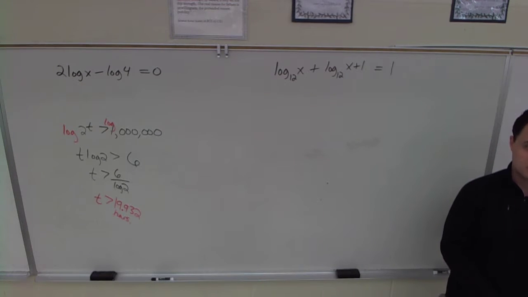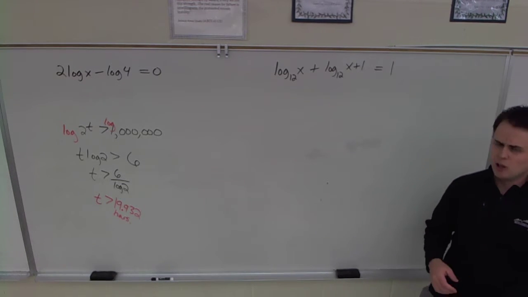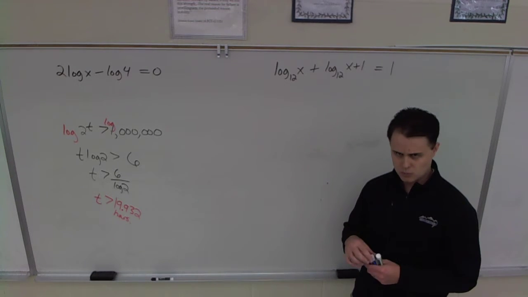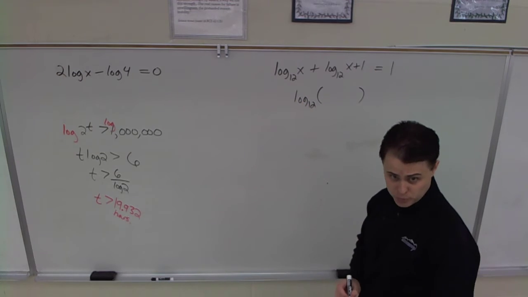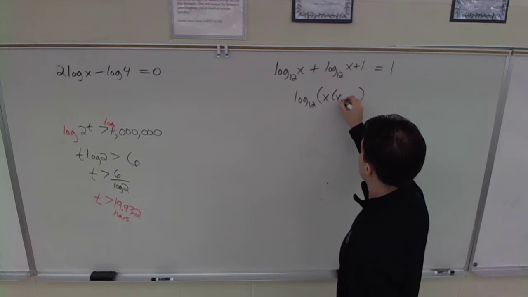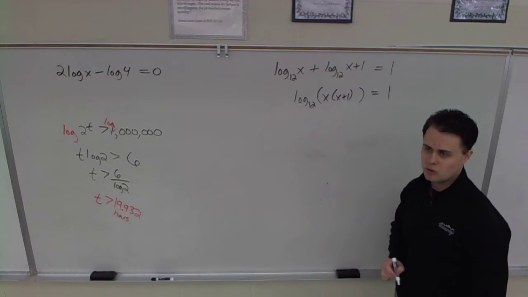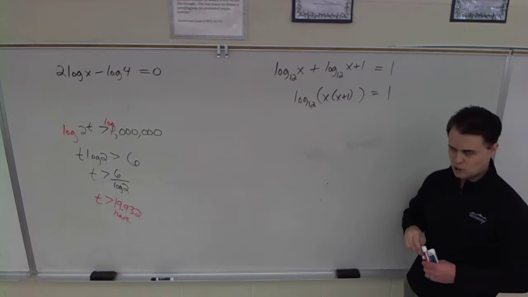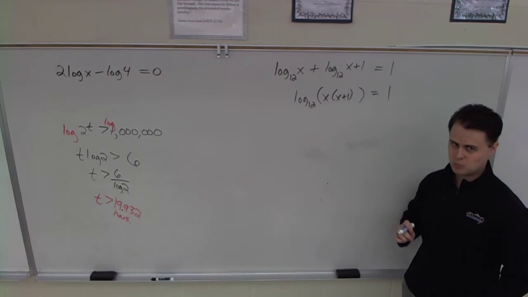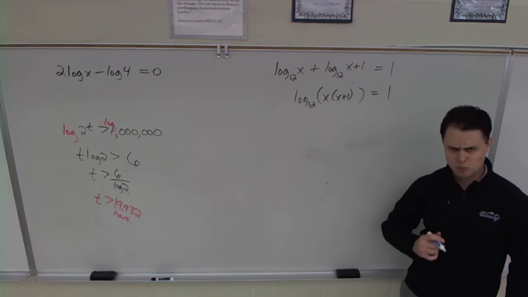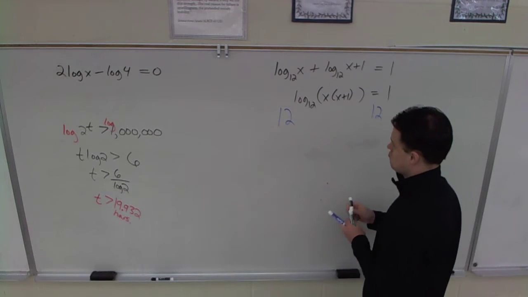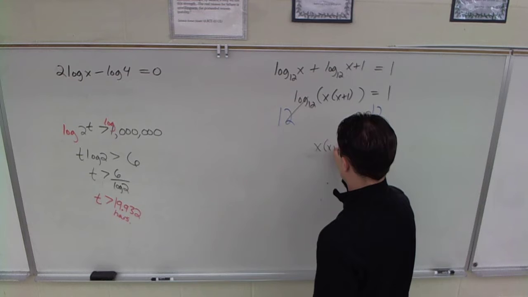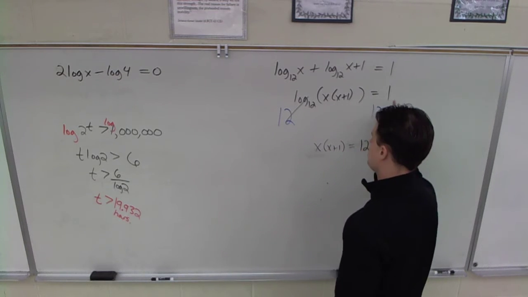Okay, you guys tell me what to do first. Combine the logs, how? Multiply, right? Next step. Get rid of the logarithm. How? Exponentiate with the 12. Okay. Big 12. 12 to the 1 power is 12. Remember, that's not multiply, though.